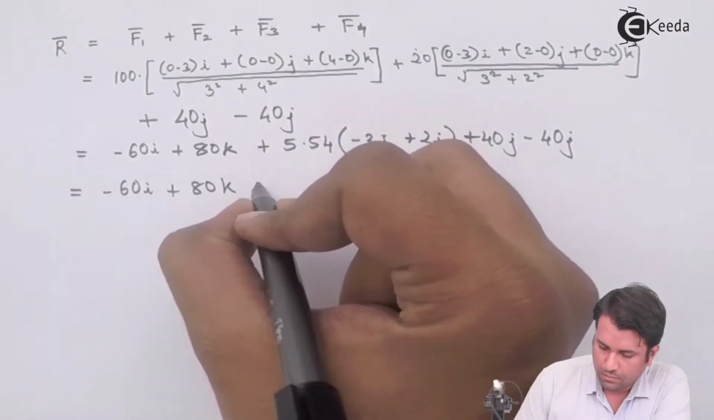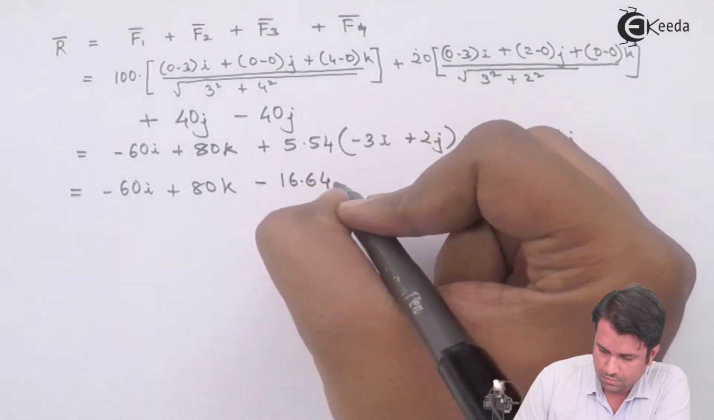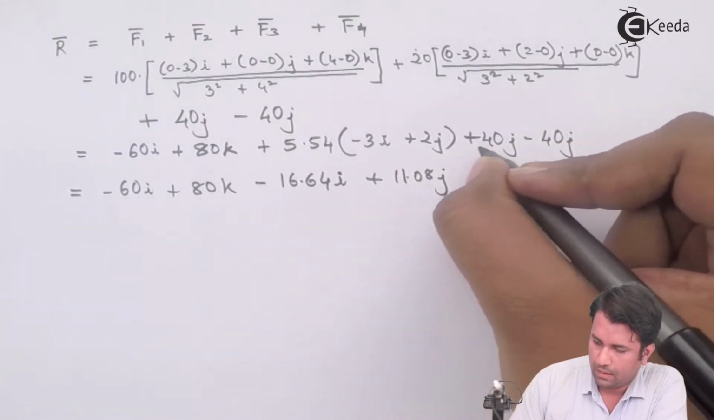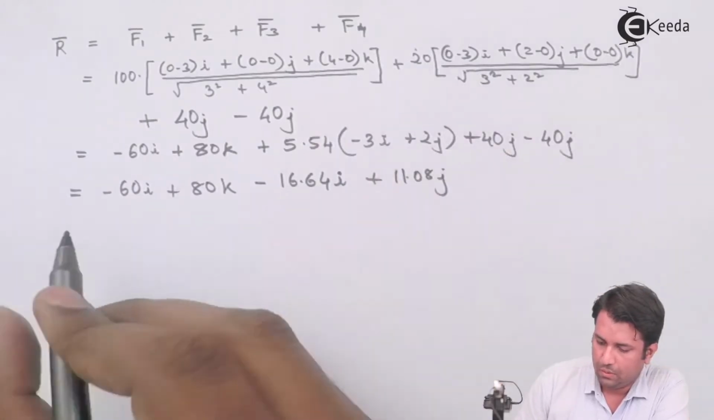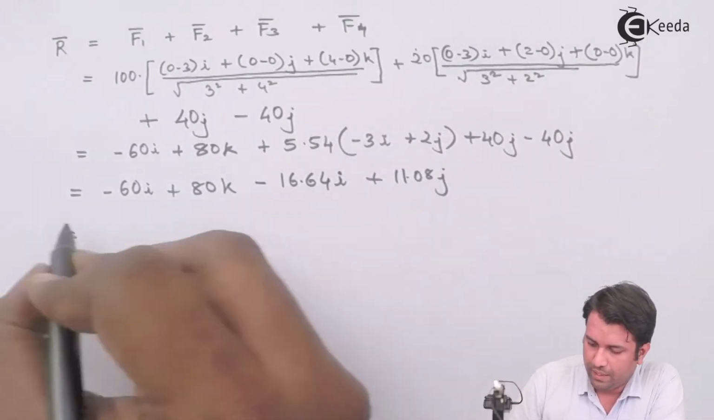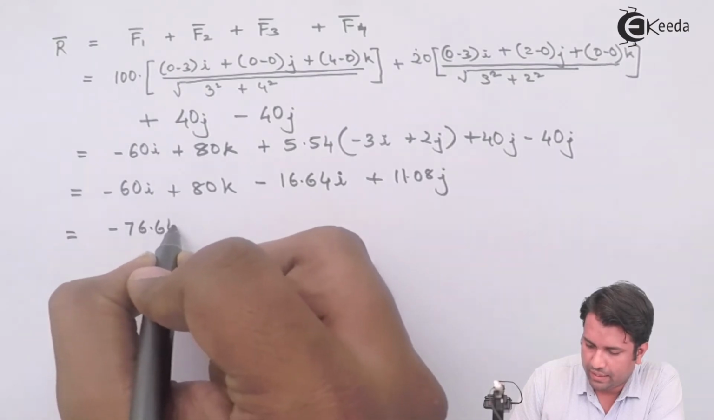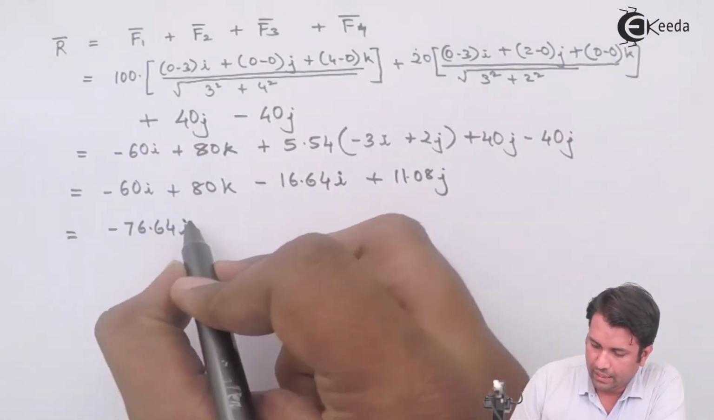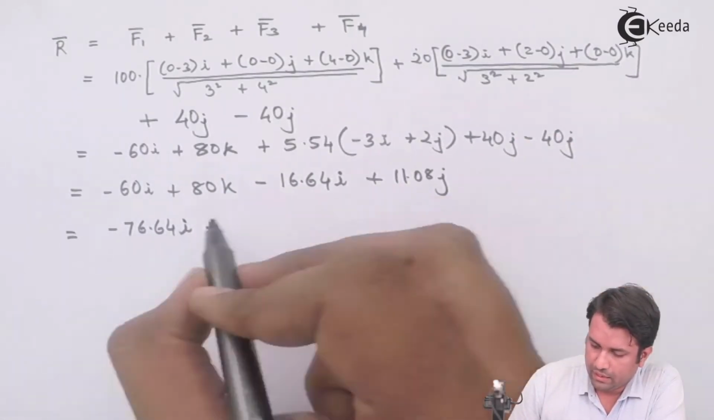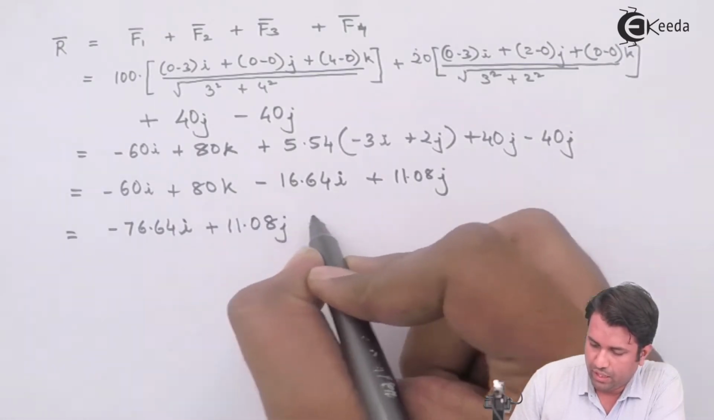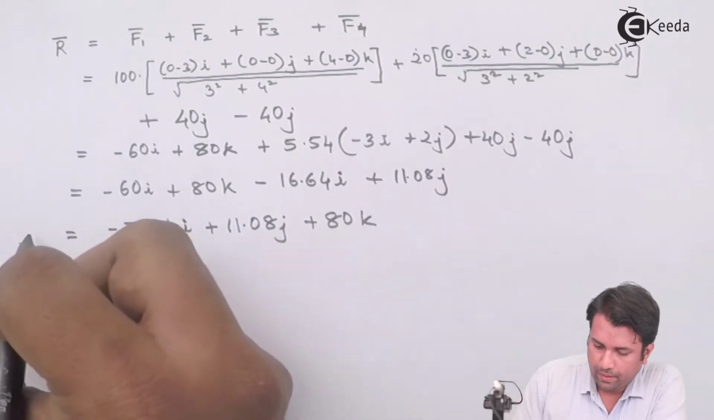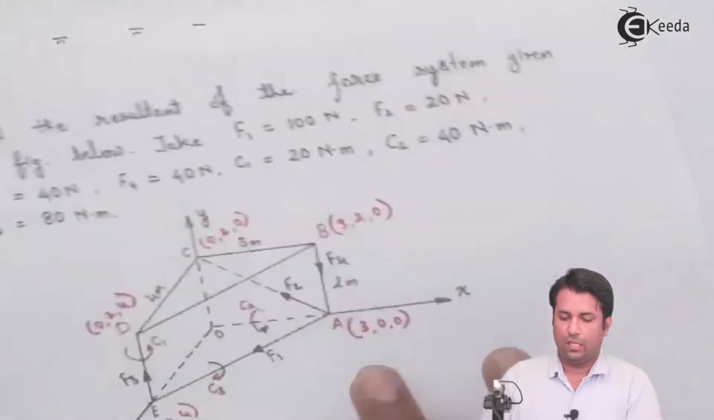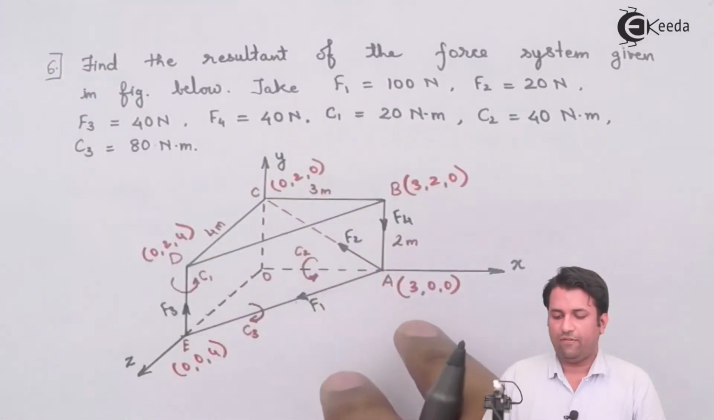I'll simplify this. The 40j terms will cancel out, so I won't write them now. So the simplified resultant will be minus 76.64i, plus 11.08j and 80k. So this is the resultant vector that is acting for these four forces on this force system.